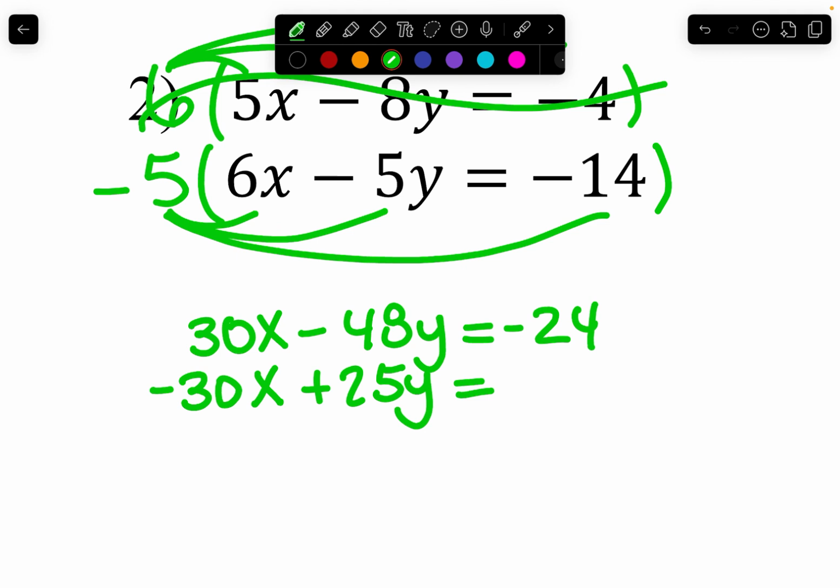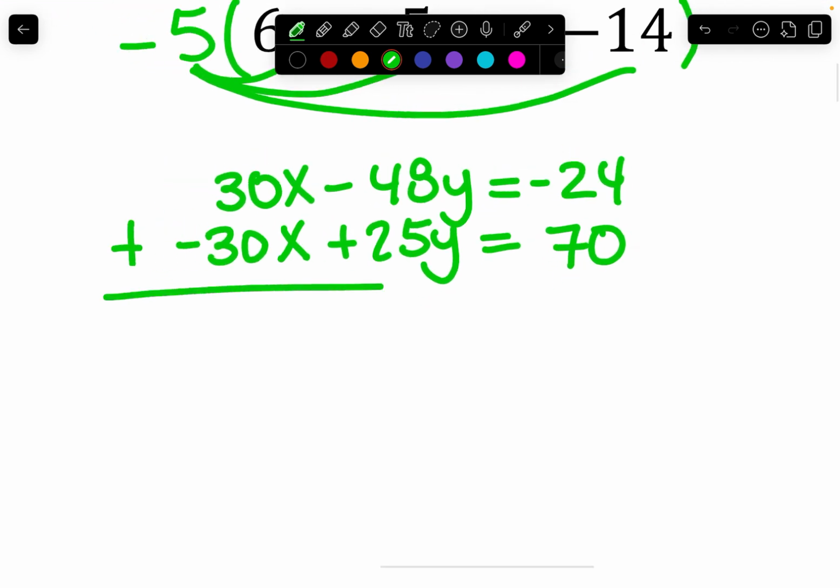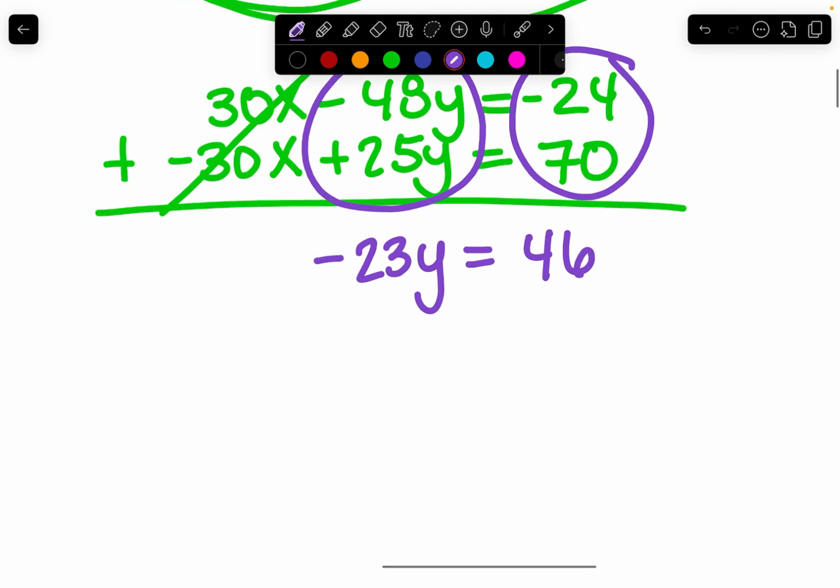Let's see, we have 14 times 5, and that's going to get me a positive 70, because those are both negative numbers. Now that I'm here, my x's cancel, and what I'm going to do is add my y's together and then add my just numbers together. So 48 and negative 25 is going to get me a negative 23y. And then 70 minus 24 gets me a positive 46.